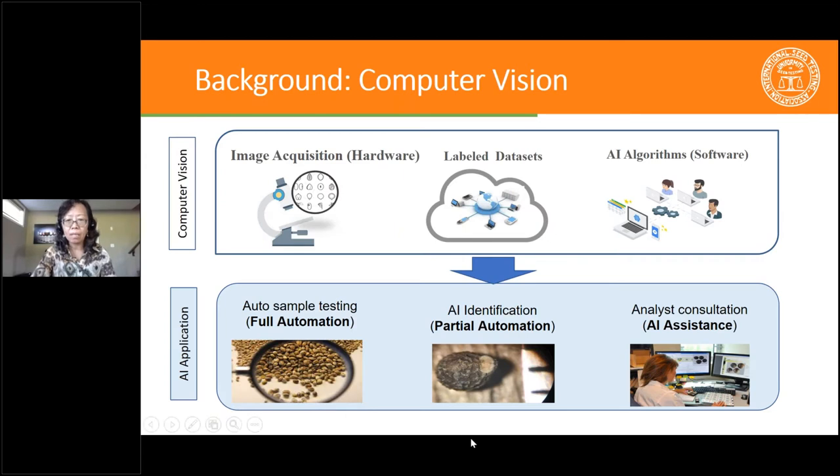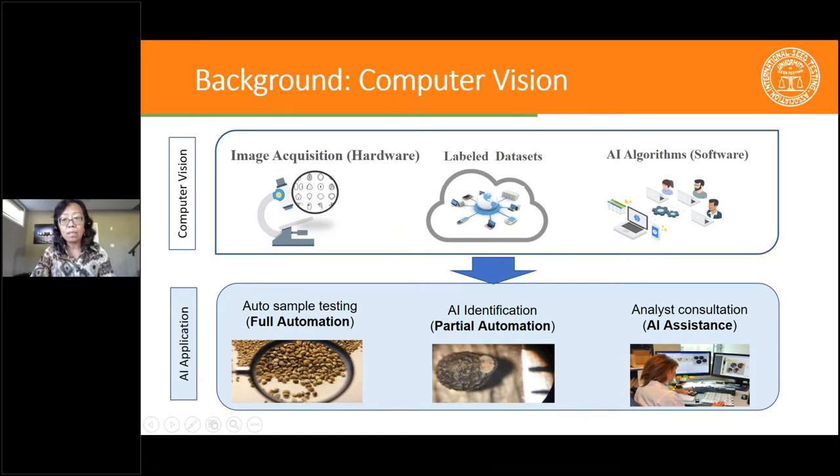So that is one possibility. Another possibility is the computer may do partial automation. For example, you separate different components of purity analysis, then the computer vision can do partial work, other seed determination, for example. So that could be partial automation.